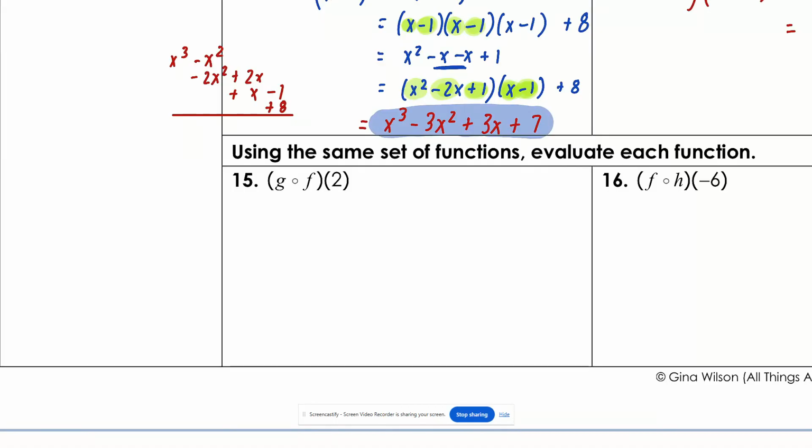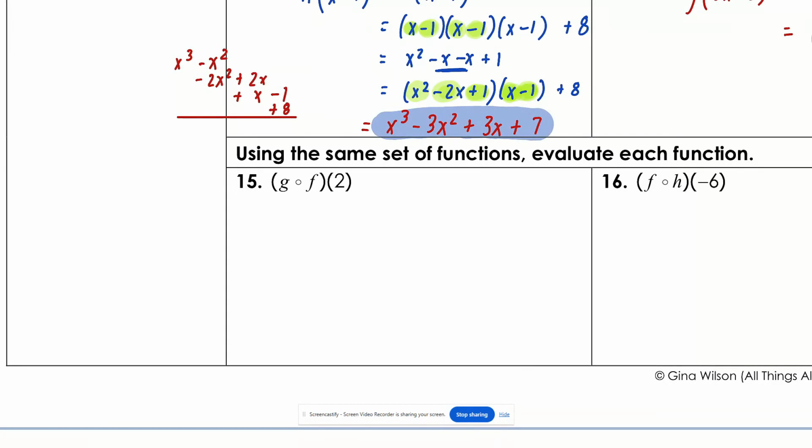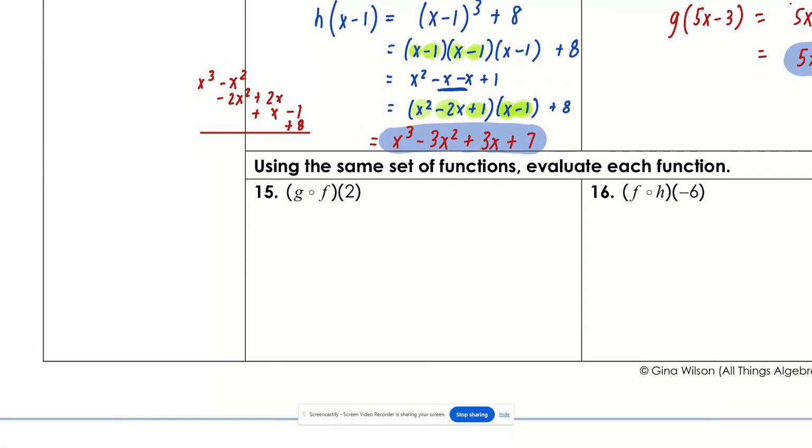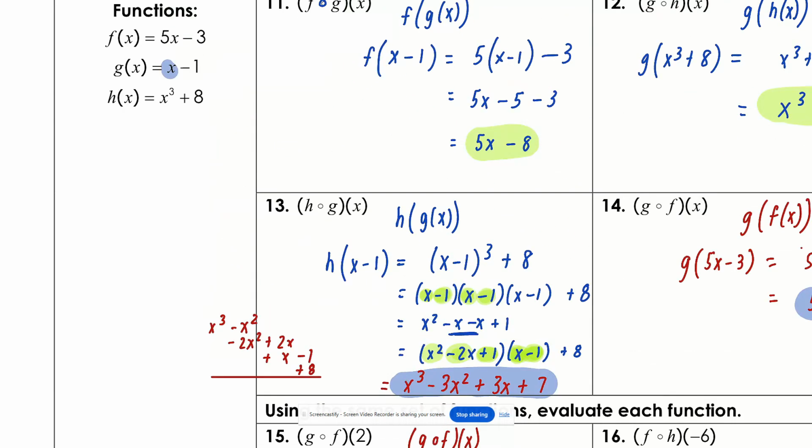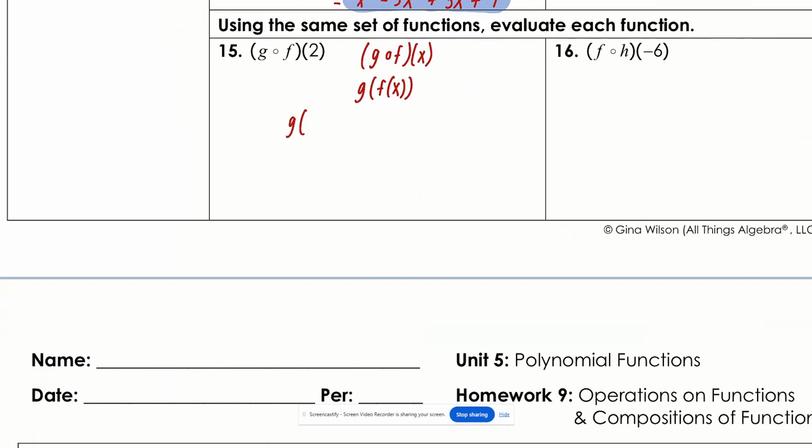So, again, there's a couple of good ways to go about this. We're going to do our composition of functions. So we're going to treat this like it's g of f of x. We're going to come up with what that answer equals, and then we're going to plug 2 into it. Okay, so here we go. We're going to do g of f of x. Well, what is f of x? Well, f of x is 5x minus 3.